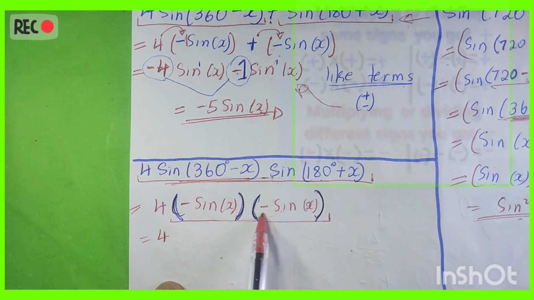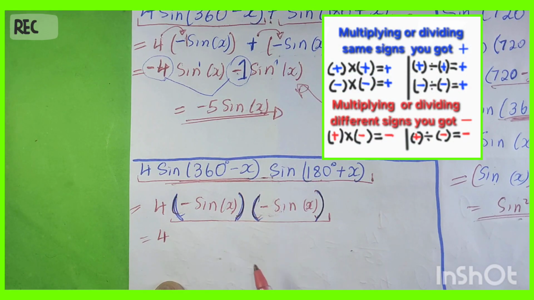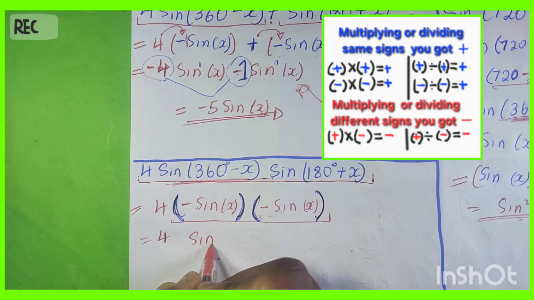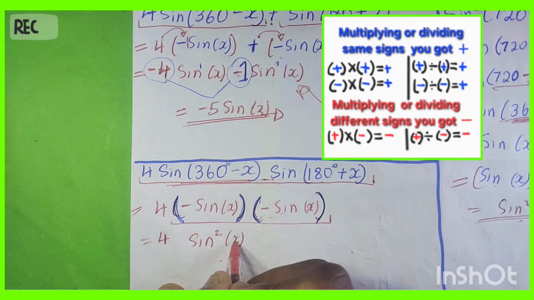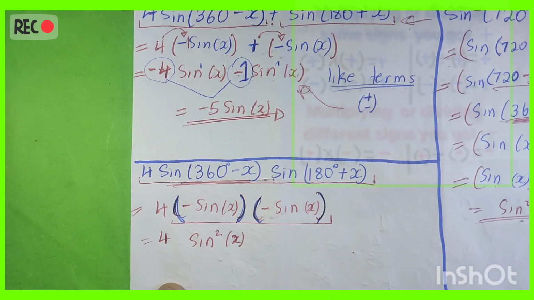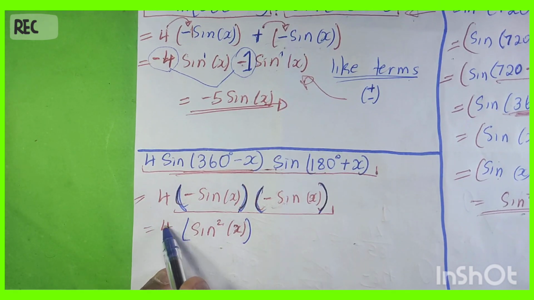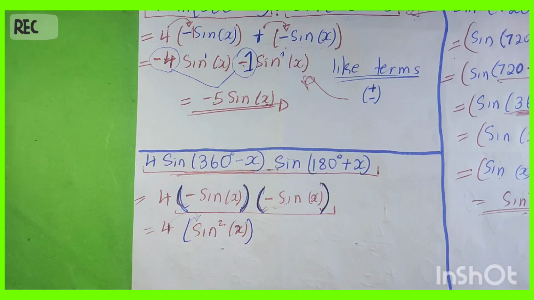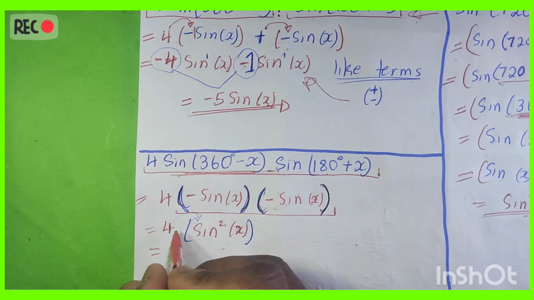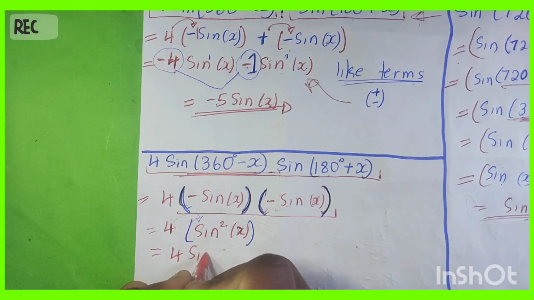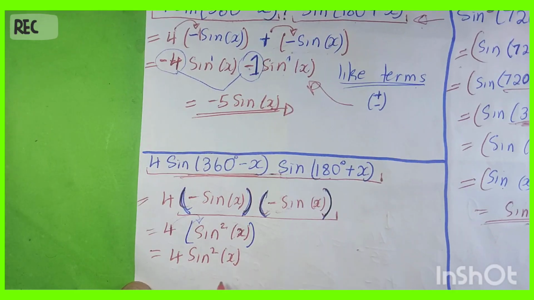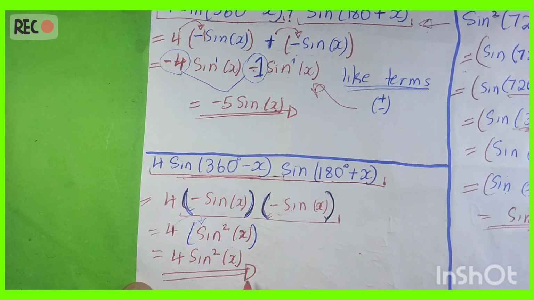Now when I multiply these two things, the same sign should give me positive sine exponent 2 x there. I can just put those brackets there, and now this 4 will multiply inside them. When that 4 multiplies inside, it will be 4 sine exponent 2 x. This is the final answer.